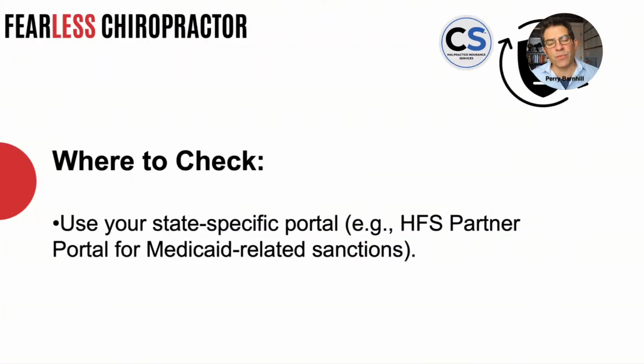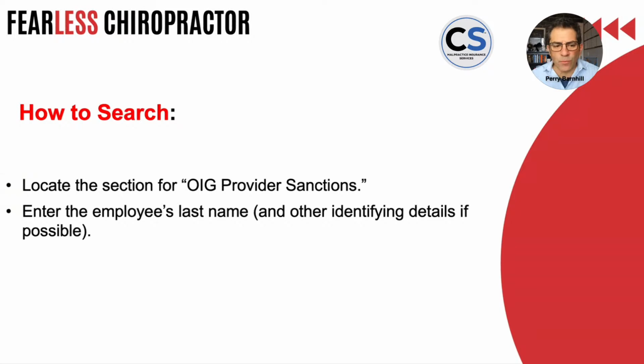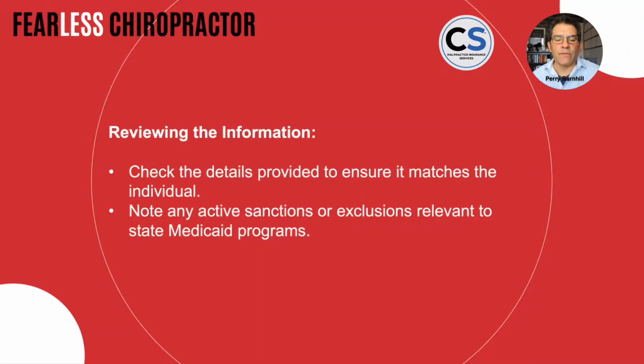You got to go to your specific state portals. All right. Example, an HFS partner portal for Medicaid related sanctions. Each state will have different portals to check. So make sure you go in there and you check for those things. How to search? Very similar. You locate the section for OIG provider solutions and you enter the information in there and make sure that they don't come up. Reviewing the information.